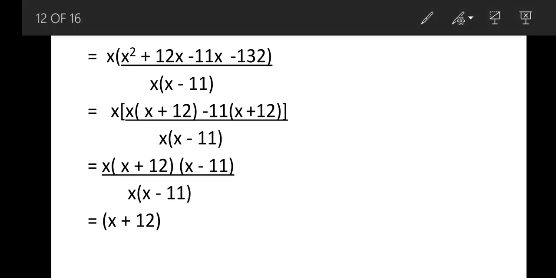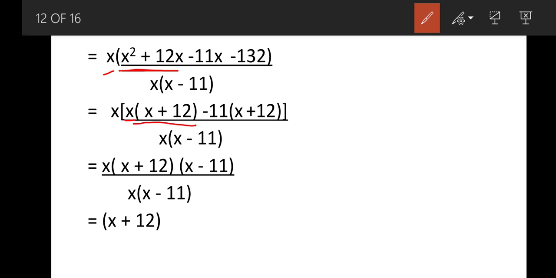So I have written the factors as x is outside as it is taken common. So it will be x square plus 12x minus 11x minus 132. Now what is the common factor of x square plus 12x? X I have taken out. What will be left inside the bracket? It will be x plus 12.